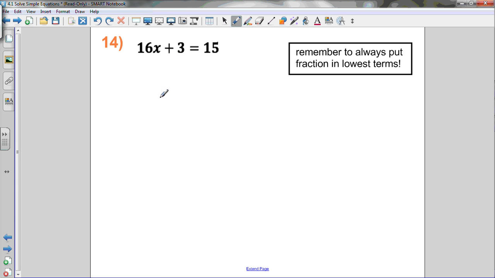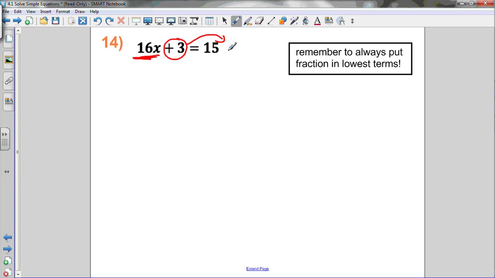14. So I put this one in here just to remind us that having a fraction answer is perfectly valid. So let's take a look. I have 16 times x plus 3 equals 15. Step number 1, remember, multi-step equation, always isolate the term that has the variable. Okay, so that's the first step. Get this 16x all by itself by moving this plus 3 to the other side.